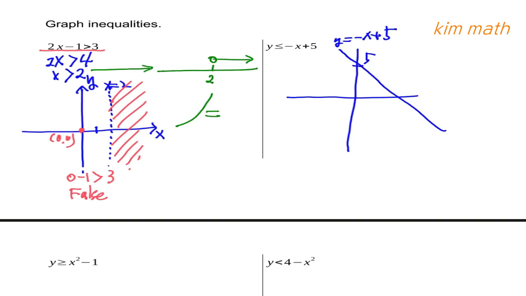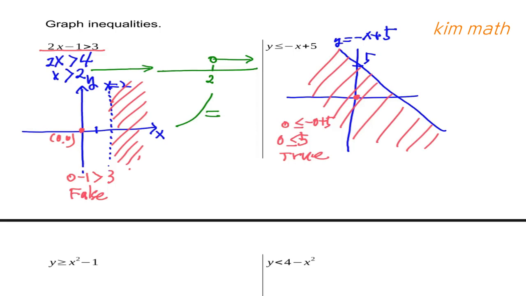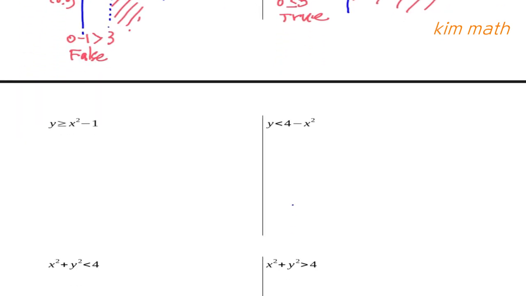Now, decide which part is our answer. Again, I will choose (0, 0) and plug in: 0 is less than or equal to negative 0 plus 5. Wow, 0 is less than or equal to positive 5 is true, which means our selected point must be a part of our answer. So you must shade this part. Good. Every inequality has exactly the same concept.